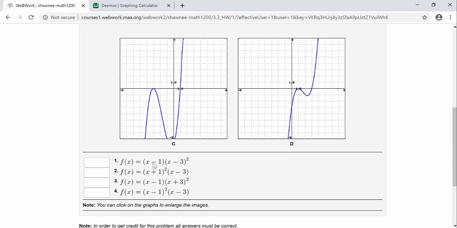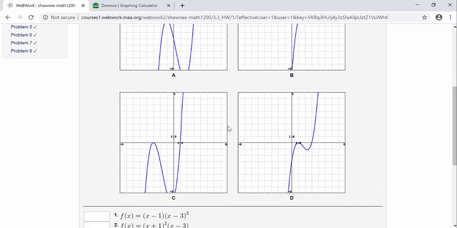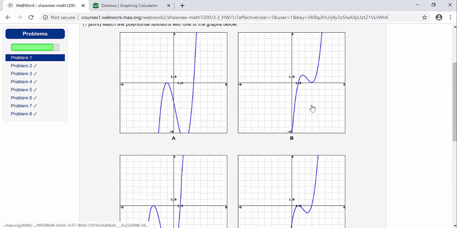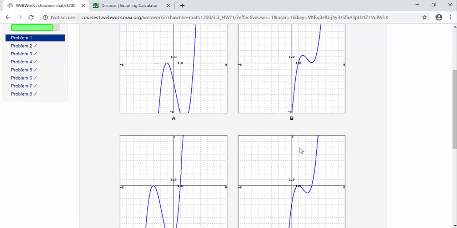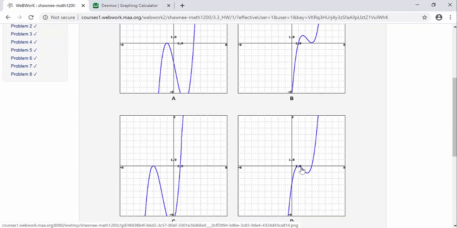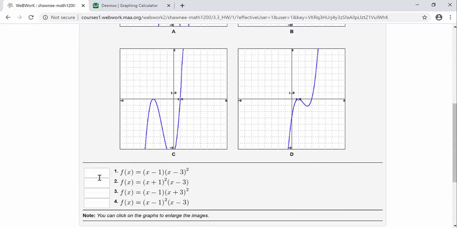So we're looking for a function that has a single 0 at 1 and a double 0 at 3. If we look up here, there are two graphs that have x-intercepts at 1 and 3. And we look at the difference here. For graph B, the x-intercept at 1 looks like a straight line right at that point, so there's a single 0 here. And then at x equals 3, the graph looks kind of like a parabola, so that's a double 0 at x equals 3. Conversely, graph D has a double 0 at 1 and a single 0 at 3. So for the first function, this would be graph B.